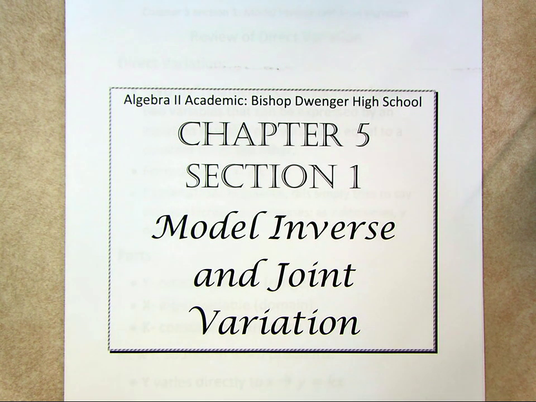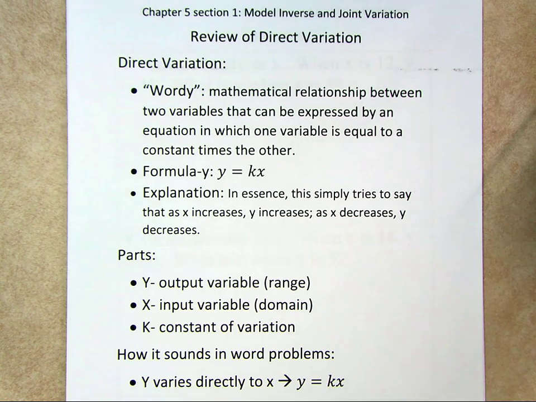So what's direct variation, you ask? Well, here it is. Direct variation. The wordy way you can look at it is a mathematical relationship between two variables that can be expressed by an equation in which one variable is equal to a constant times the other. If you look below it, we have the formula way of doing it, y equals kx.